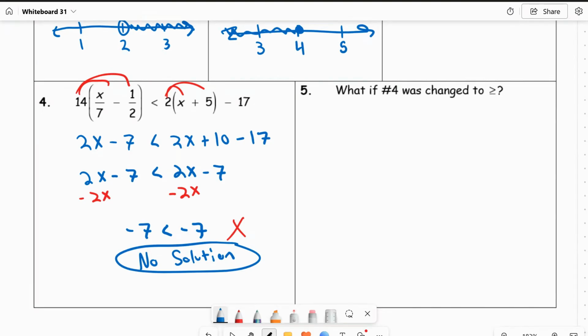Okay, in the case that you have no solution, you will just leave your number line blank. You don't have to do anything to it. So think about number 5. What if the symbol is changed to a greater than or equal to symbol? And write a little bit about it and show me what the graph would look like.